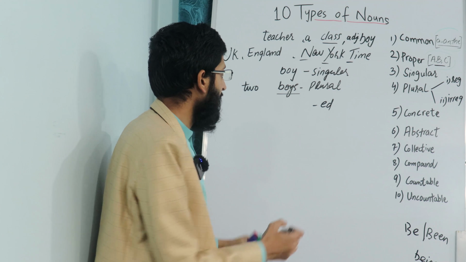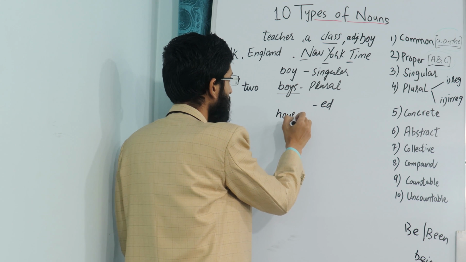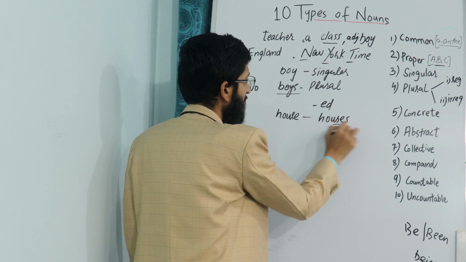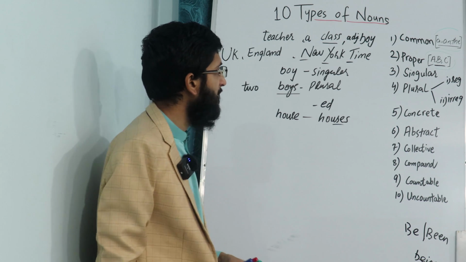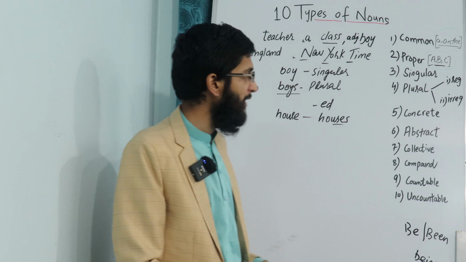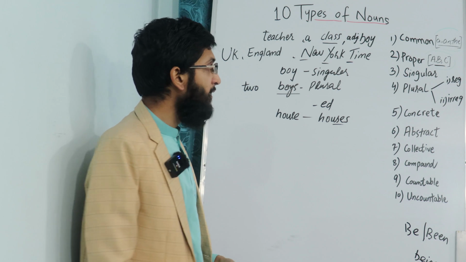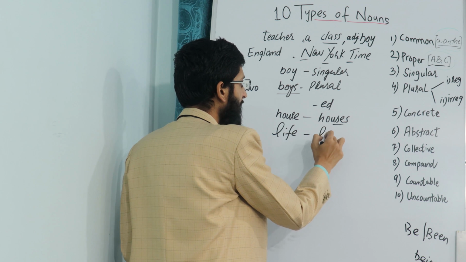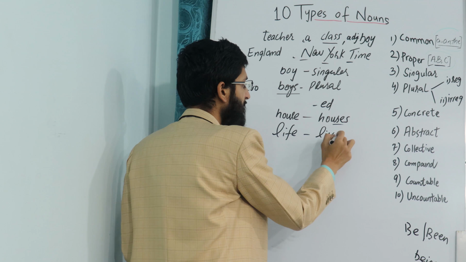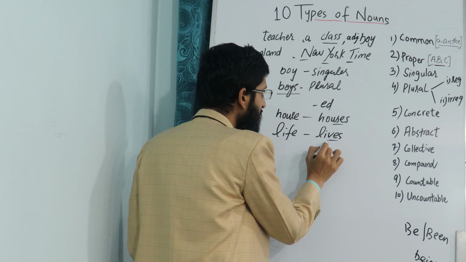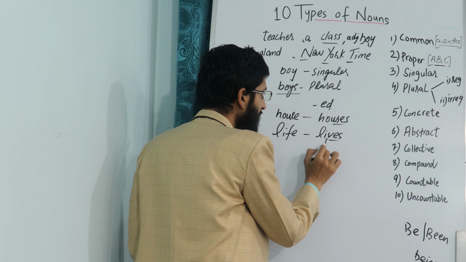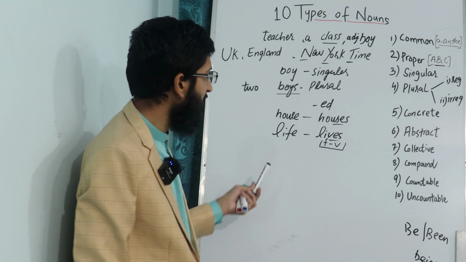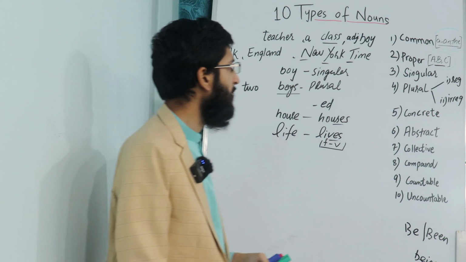Similarly, when you say house, the word house, you convert it with the ES rule, houses. So this ES rule tells you it's a regular plural noun. Similarly, you see life. This is not lifes, rather it is lives. You see, you shifted F into V. This is the complication here. So because of these complications, the grammarians named them irregular.